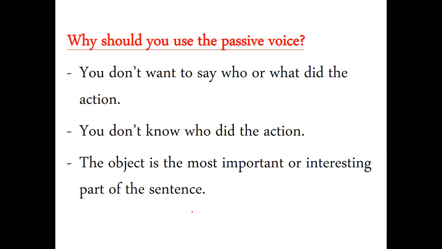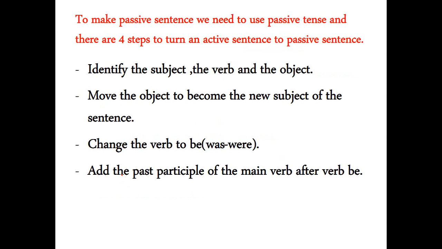Who did the action? And the last reason is that the object is the most important or interesting part of the sentence. So what's the important thing in the sentence? The most important or interesting part of the sentence is the object. Do not forget, we have an object in every sentence. That's why the most important is the object.